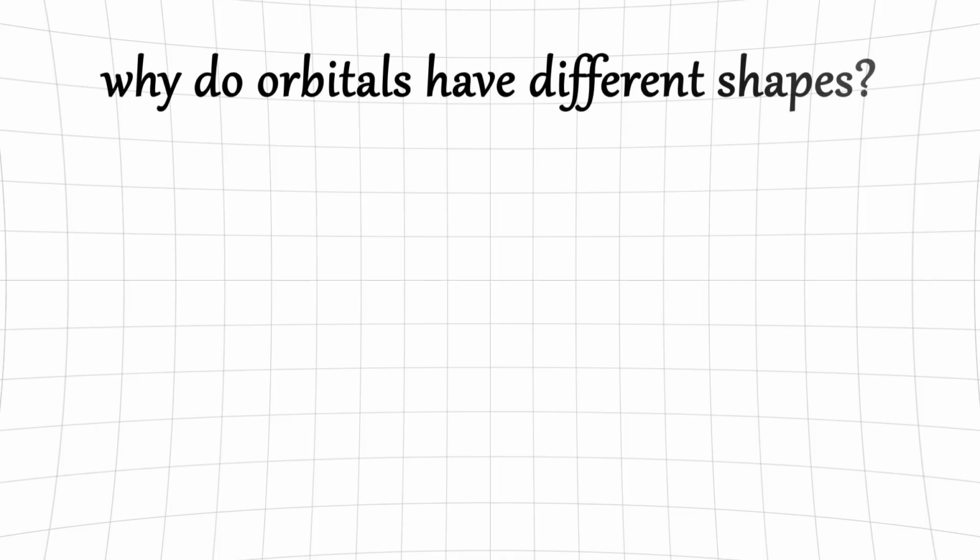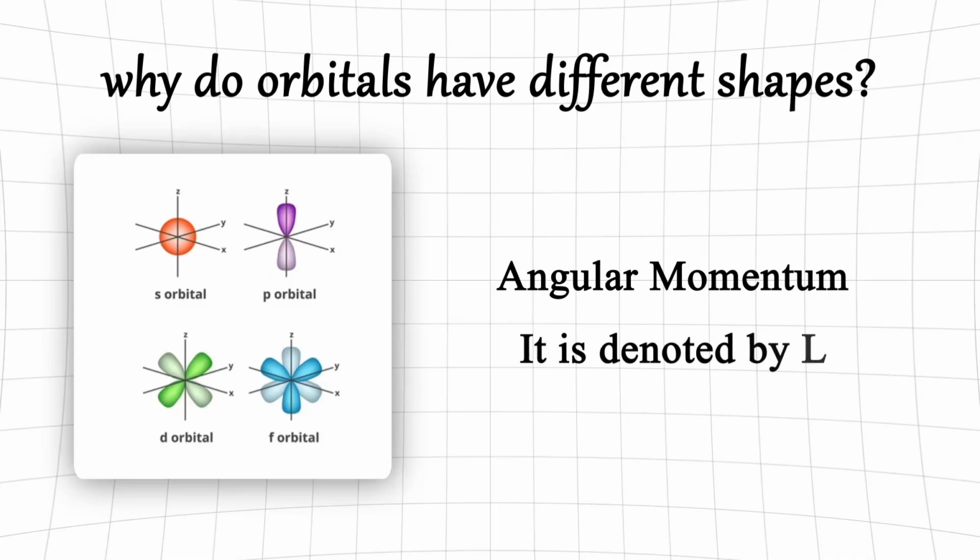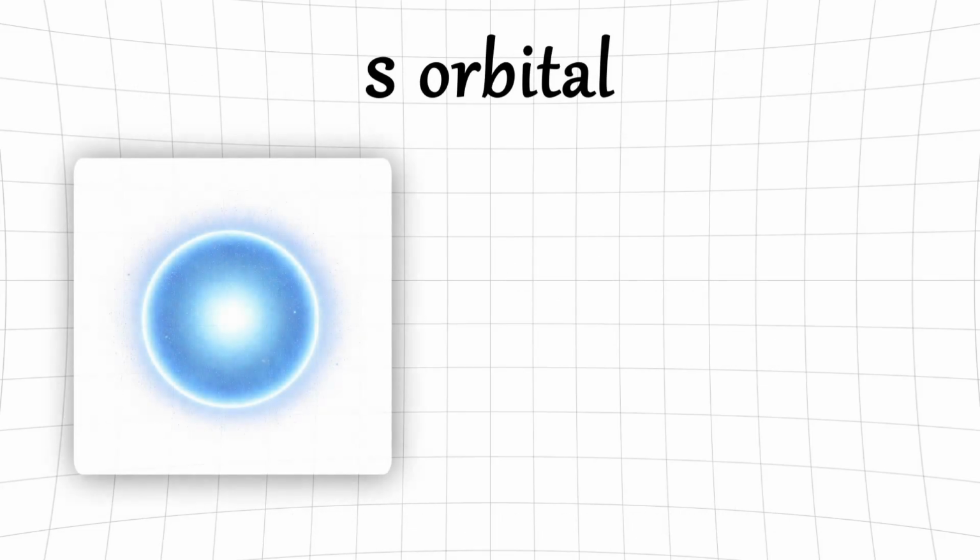Now, why don't all orbitals look the same? The answer lies in two words: angular momentum. In quantum mechanics, we give this a number called l, and this number decides the shape. Let's start with the simplest one, the s orbital. The s orbital is spherical.